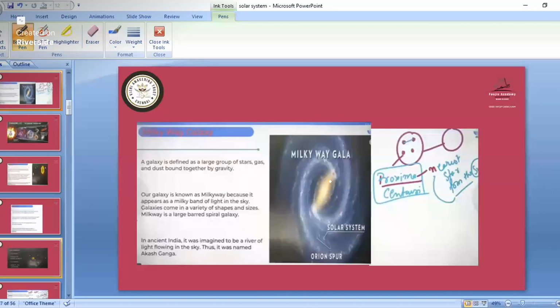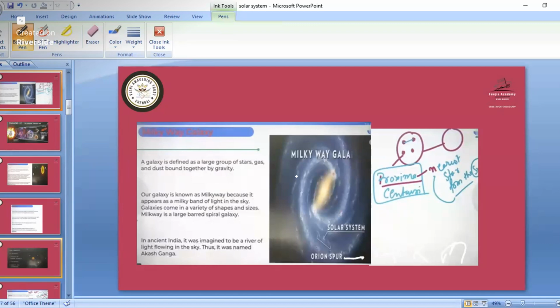Now see, in the Milky Way galaxy we have the solar system, and we have one arm that is known as the Orion Spur. In that arm, our solar system is located. So the Milky Way galaxy has an arm that is the Orion Spur, and in that Orion Spur our solar system is located. In ancient India, it was imagined to be a river of light flowing in the sky. So thus it was named Akash Ganga. This is a Hindi name, Akash Ganga.